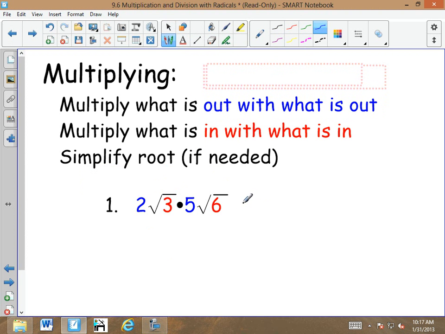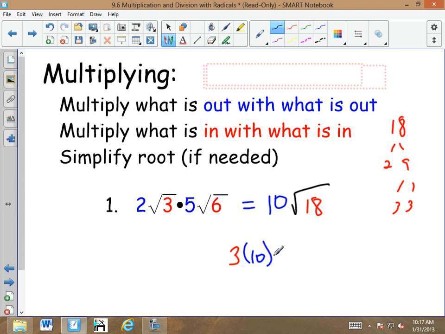What's 2 times 5? 10. Then we have our square root. Then we have red. What's 3 times 6? Well, that's easy, isn't it? However, are you done? No, because 18 can be simplified. It's not a perfect square. However, 2 and 9, 3 and 3. So 3 has to move out with the 10. So now I have 3 times 10 square root. What got left inside? 2.